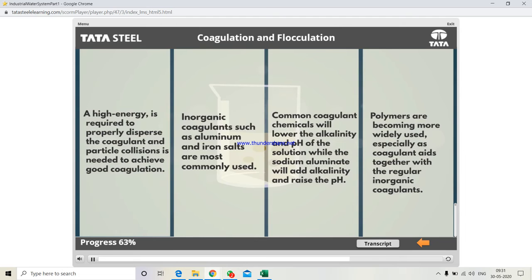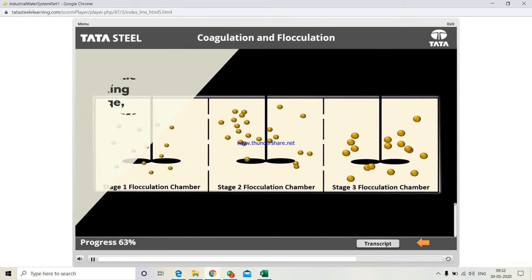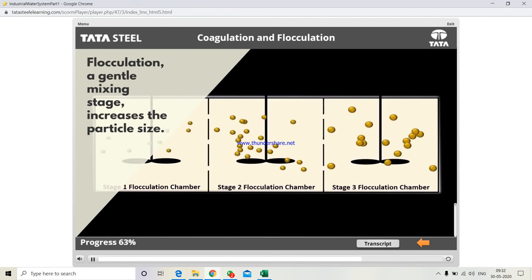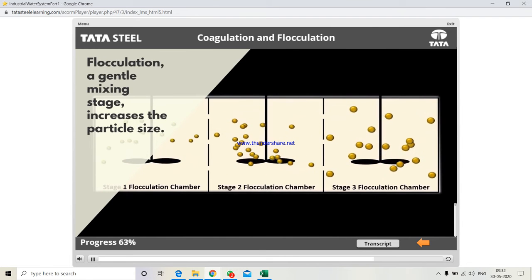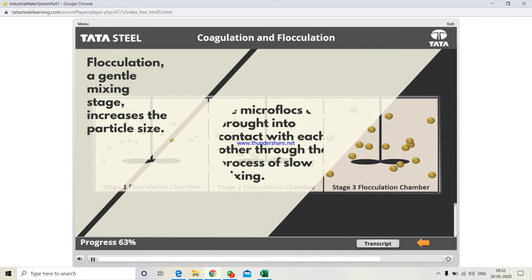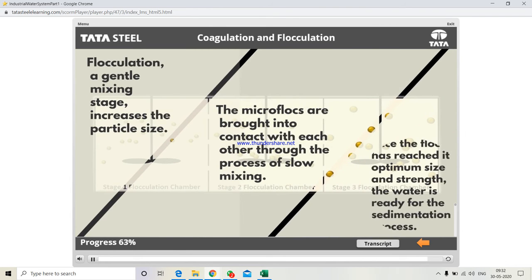When we look at flocculation after coagulation, flocculation is a gentle mixing stage that increases the particle size from submicroscopic microfloc to visible suspended particles. These microflocs are brought into contact with each other through the process of slow mixing. Collisions of the microfloc particles cause them to produce larger visible flocs called pin flocs. The floc size continues to build through additional collisions and interaction with inorganic polymers formed. Once the floc has reached its optimum size and strength, the water is ready for the sedimentation process.